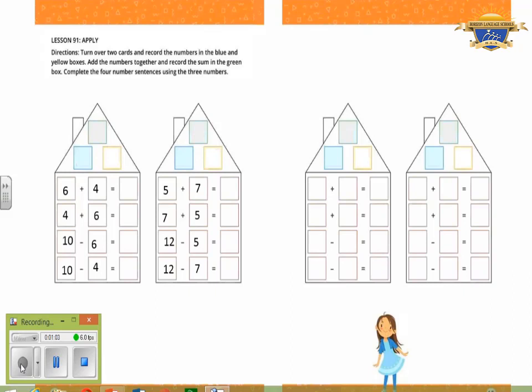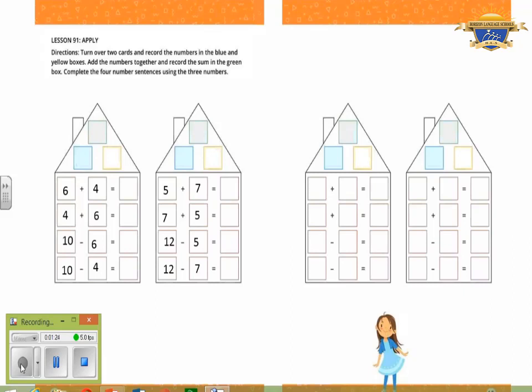Lesson 91. Apply directions. Turn over two cards and record the numbers in the blue and yellow boxes. Add the numbers together and record the sum in the green box. Complete the 4 number sentences using the 3 numbers.